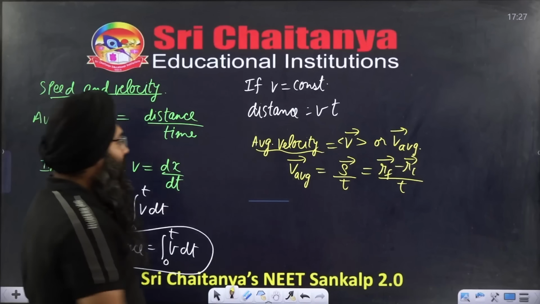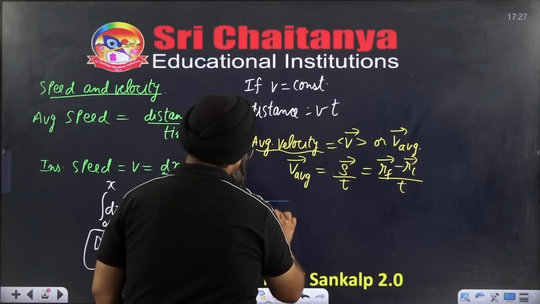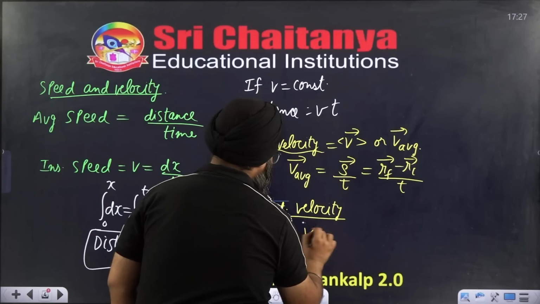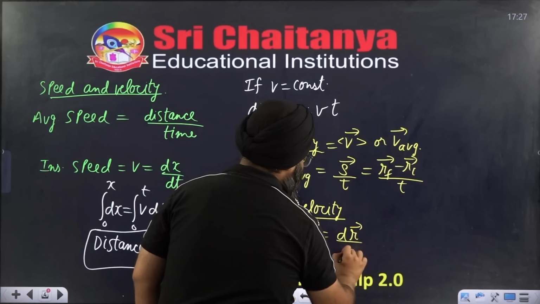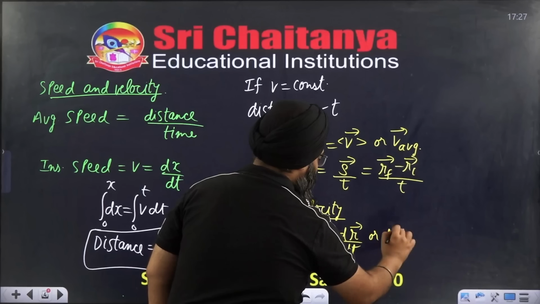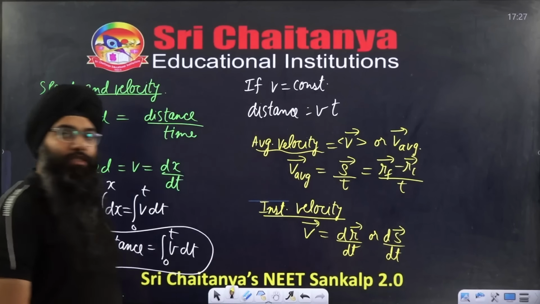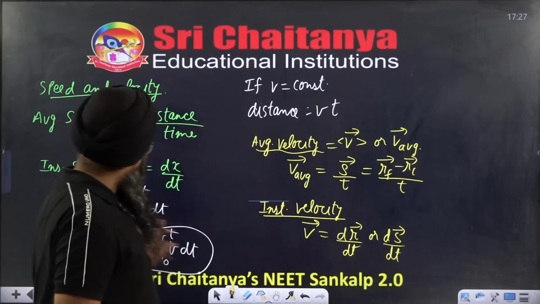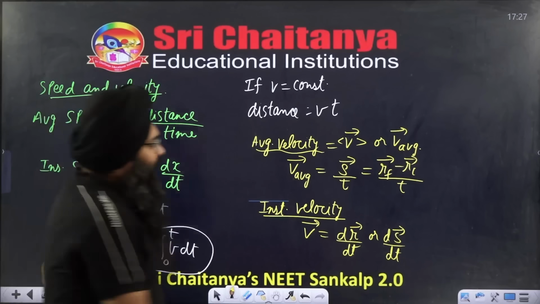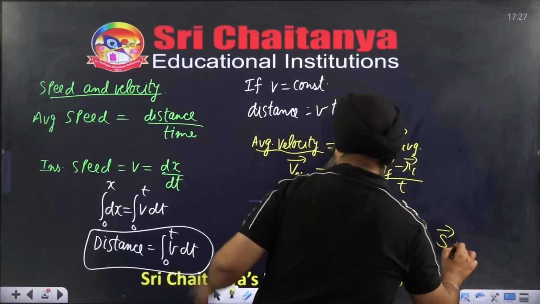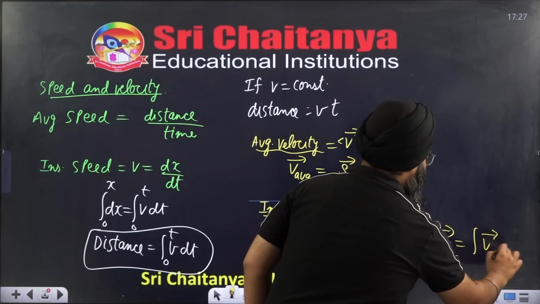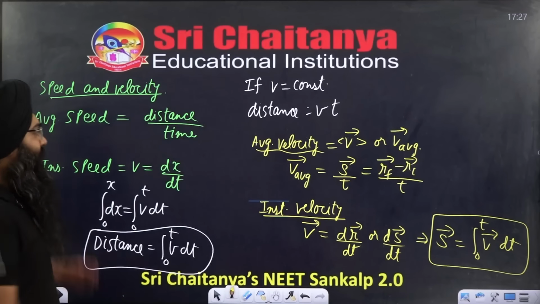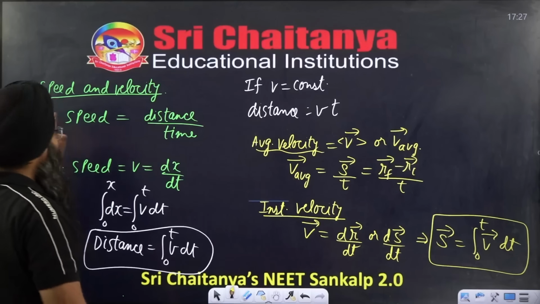This is average velocity. If I want to calculate the instantaneous velocity, then v vector will be equal to dr vector by dt, or I can also write it as ds vector divided by dt. So this will give me the instantaneous velocity. Instantaneous velocity is the rate of change of displacement. Instantaneous speed is the rate of change of distance. If I want to get the total displacement from here, in the same way I can write the integration of v vector dt from 0 to t, which will give me the total displacement of the particle. So I hope these terms are clear: average velocity, instantaneous velocity, average speed and instantaneous speed.